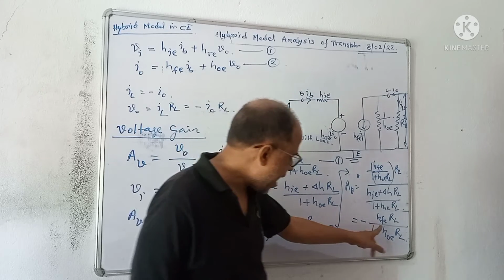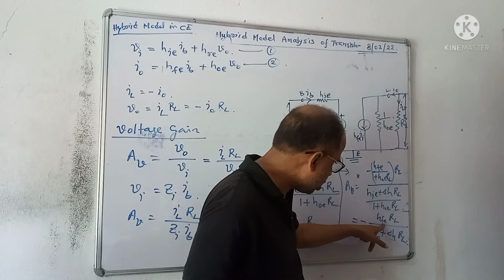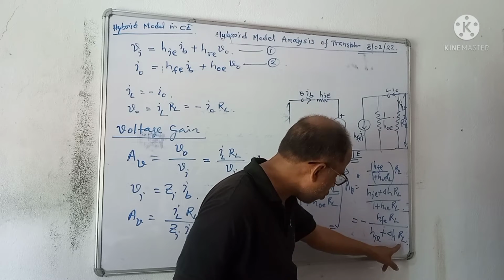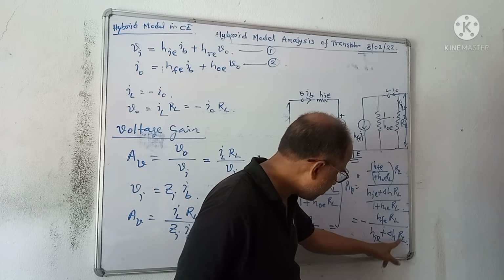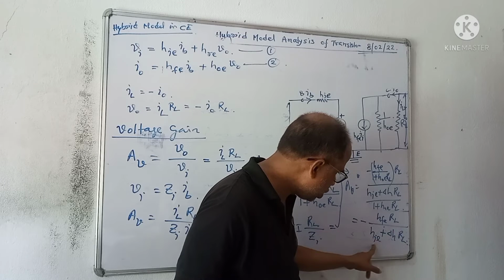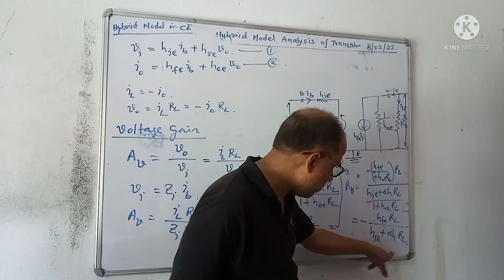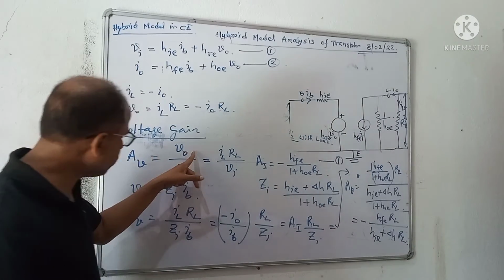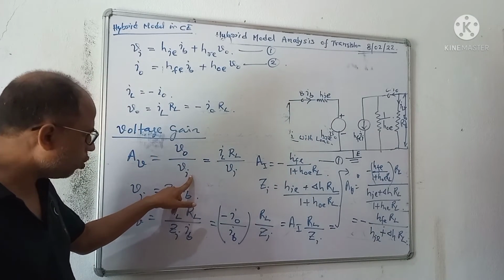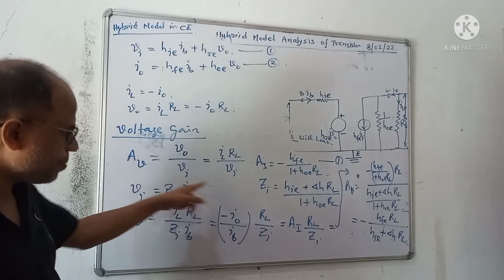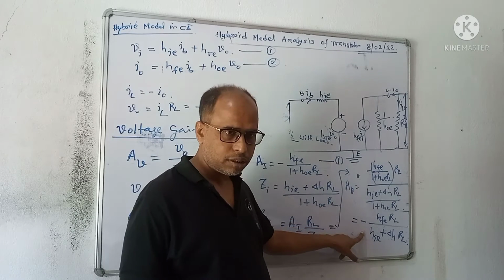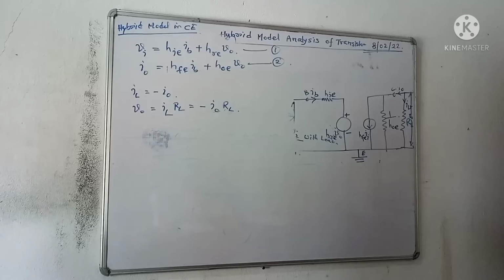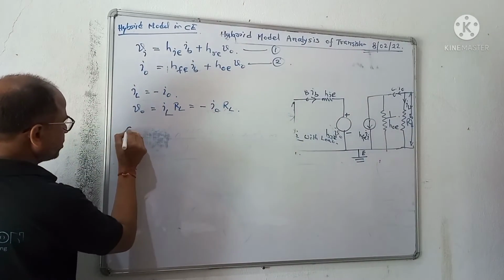Okay? And now this is a dimensionless quantity and this is ohm. And here it is also ohm. Therefore, ohm by ohm, dimensionless. Here, V naught is volt, Vi is volt. Therefore, dimensionless. Therefore, AV is dimensionless. That is the gain. Fine? Next, output impedance.